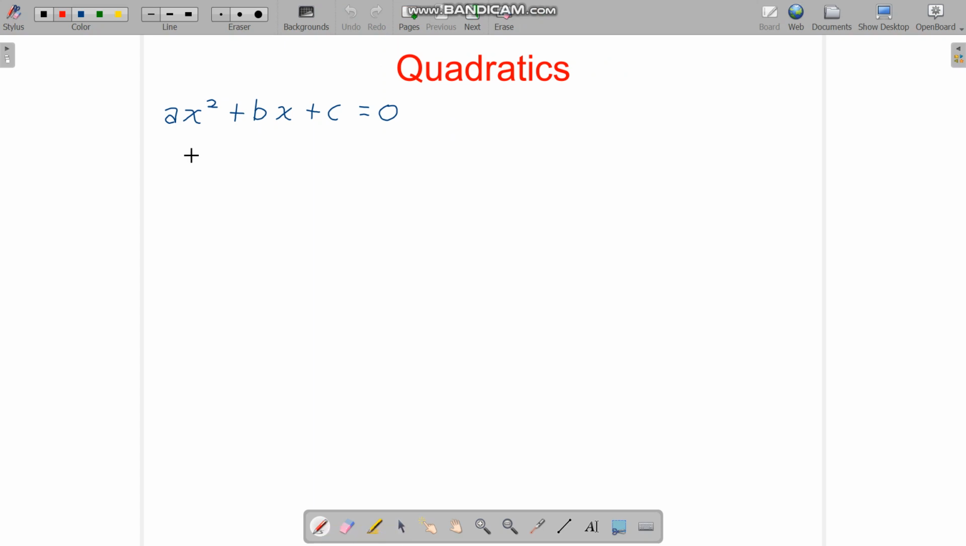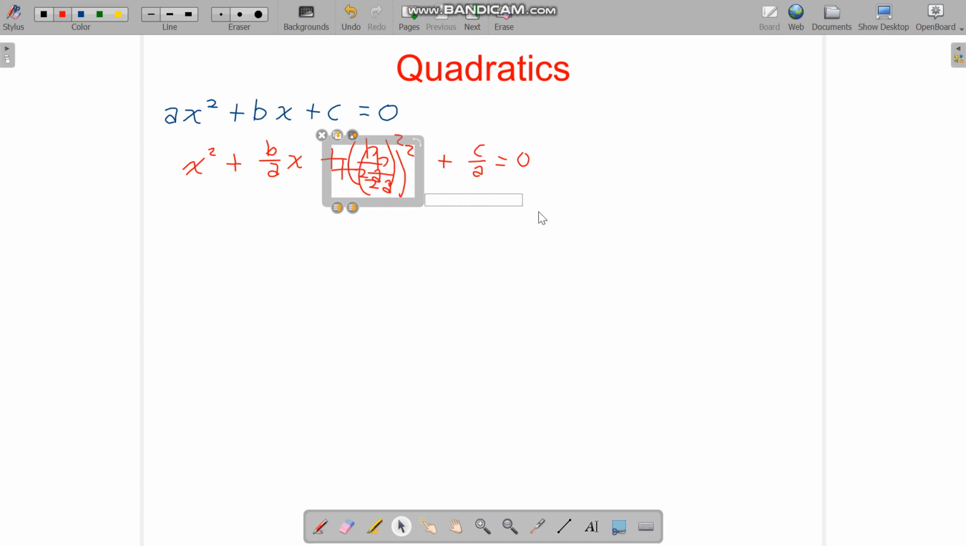We divide throughout by a, x squared plus b over a x plus c over a equals 0, and we might leave some space here. So we are forming a perfect square. Let's add b over 2a all squared to both sides, so we're not changing anything. Okay, all done.